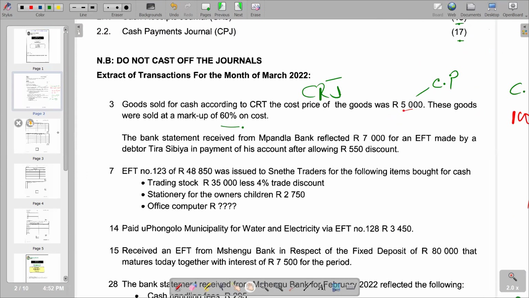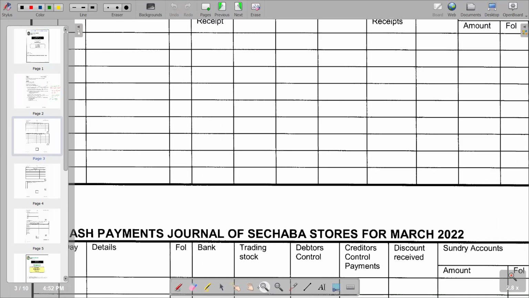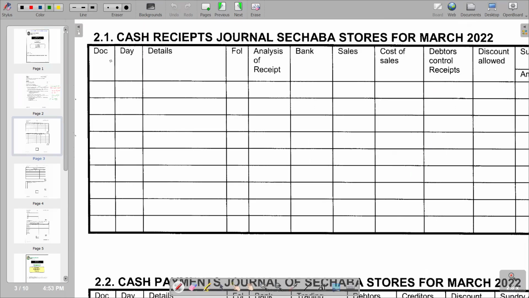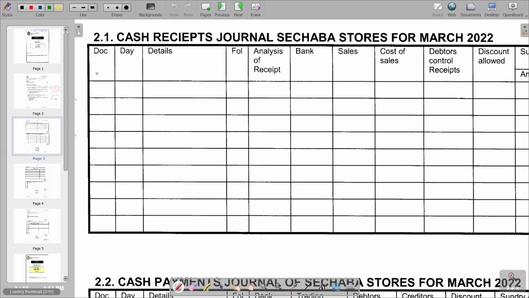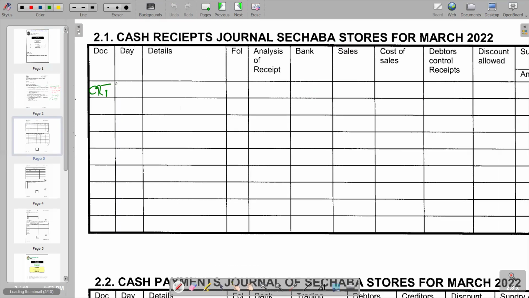We go to our other section, and we see that this is our Cash Receipts Journal. We can just zoom. Here we have a column for documents, so we refer back to see the document we are going to put. We have CRT as our reference, so we write CRT as the document. On the date, we refer back and see we have 3 March, so we represent it with a 3 here.